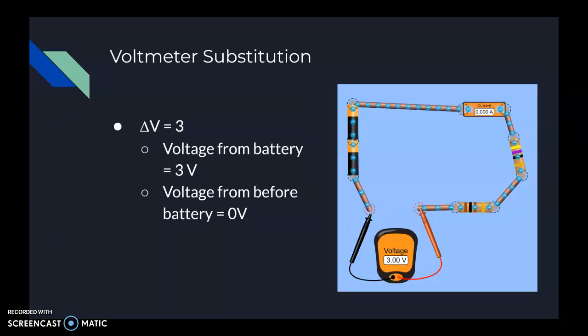Placing one of the ammeters where the voltmeter was, the voltmeter measured a potential difference of 3 volts. This is because the voltmeter creates an open circuit with no current. However, the batteries still provide a potential difference at the two ends of the open circuit.